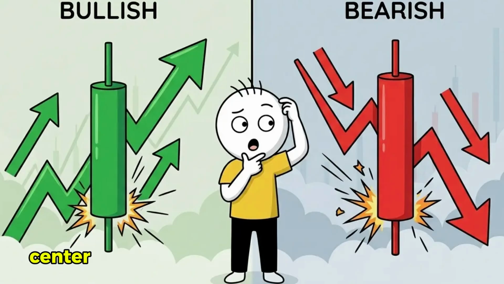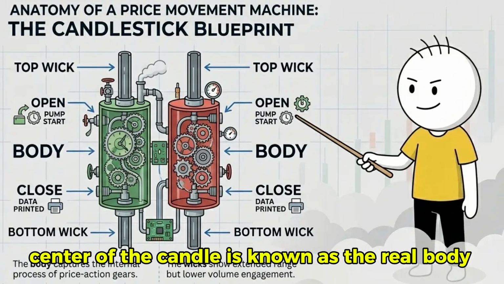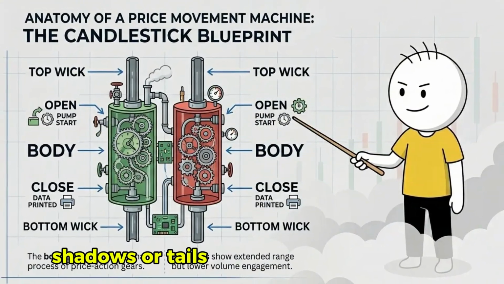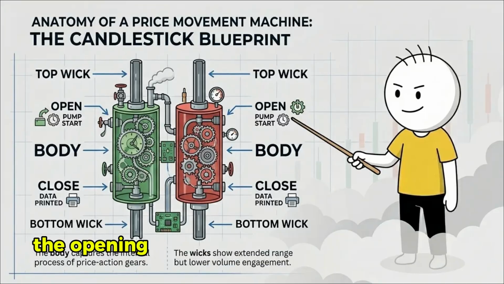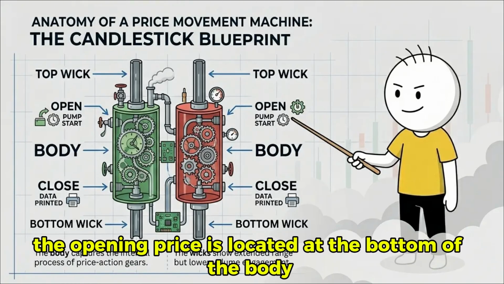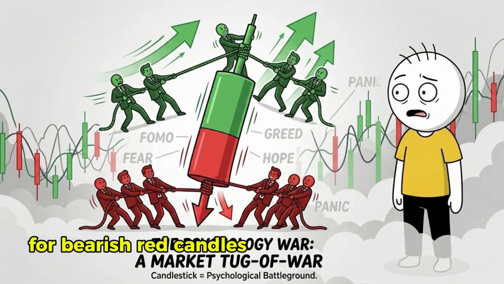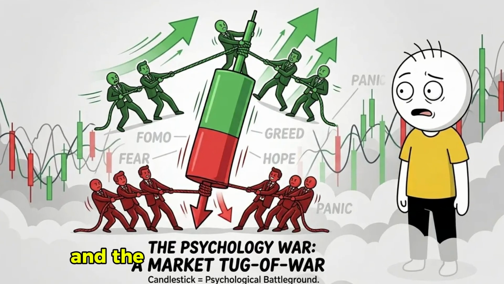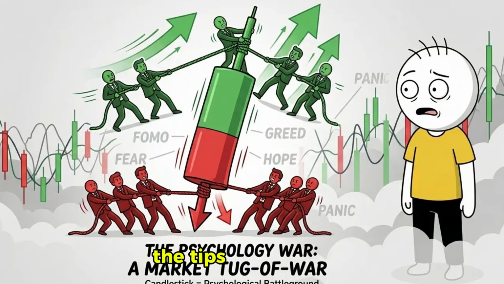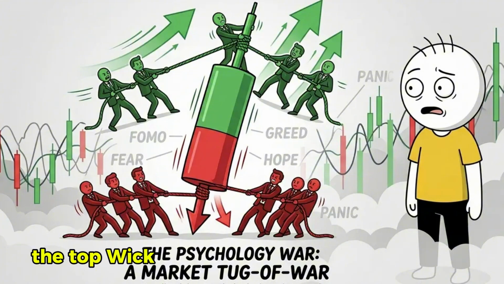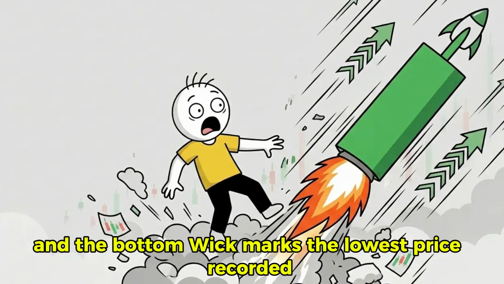The rectangular center of the candle is known as the real body. The thin lines extending above and below are called wicks, shadows, or tails. For bullish green candles, the opening price is located at the bottom of the body, while the closing price is at the top. For bearish red candles, the opening price is at the top and the closing price is at the bottom. The tips of the wicks represent the extreme price action of that period. The top wick marks the highest price reached, and the bottom wick marks the lowest price recorded.